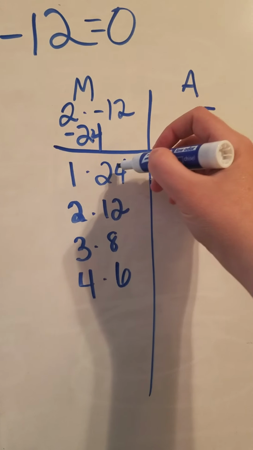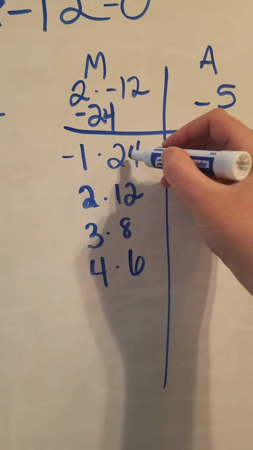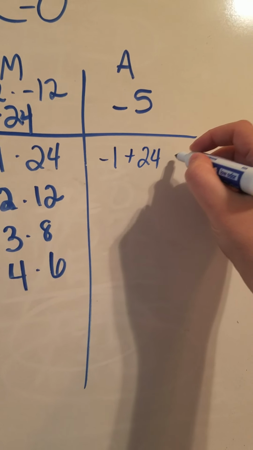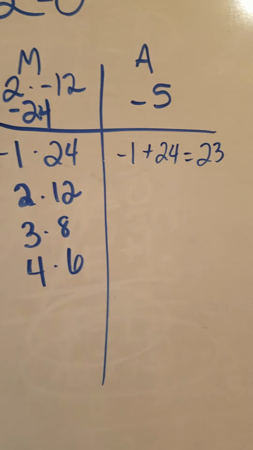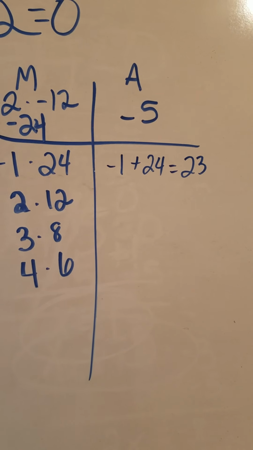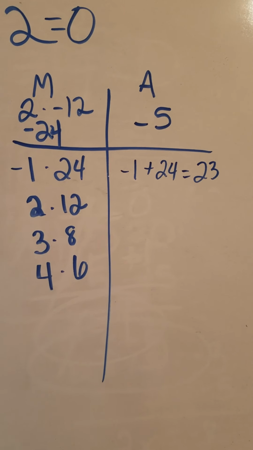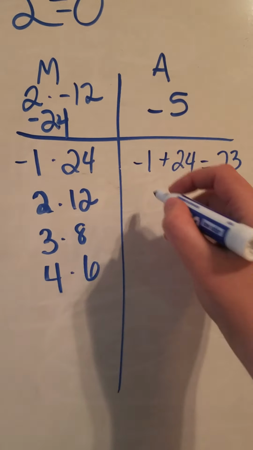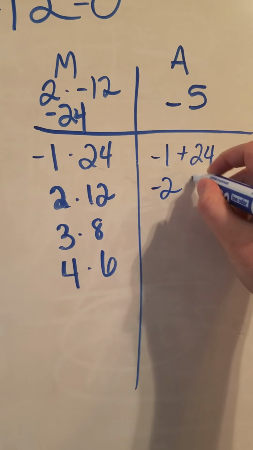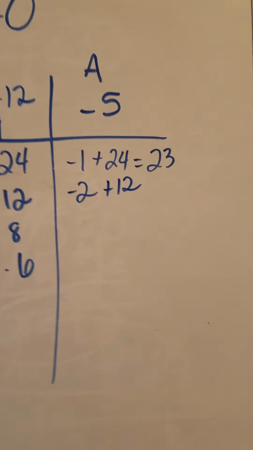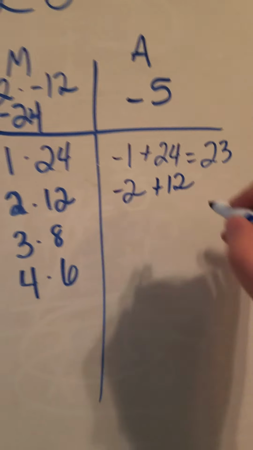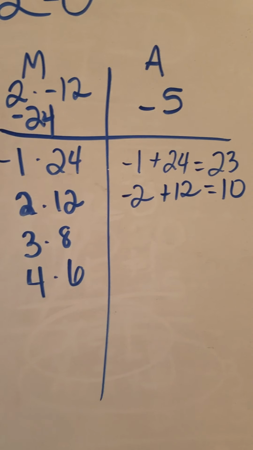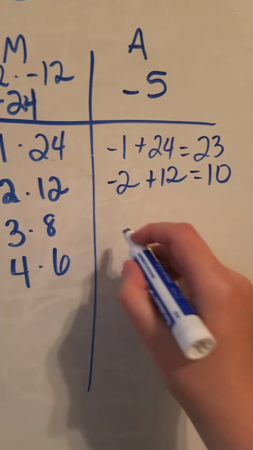Well, negative 1 and 24, that's going to give me 23. Not what I want. So that's not even close to what I want. So I'm not even going to try flipping negative 24 and positive 1. Let's try negative 2 plus 12. That gives me 10. Still not close enough to what I want. I'm going to keep going.